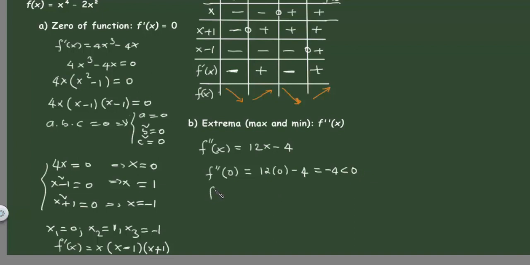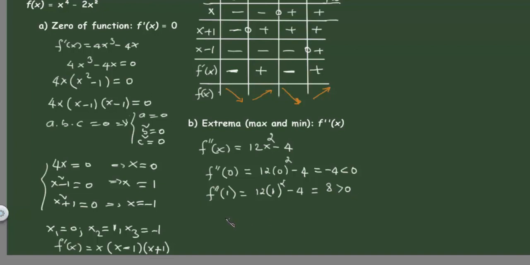Next, the second one is 1: f double prime of 1 equals 12 times 1 to the power 2, excuse me, it is 12x to the power 2, minus 4. So 12 minus 4 gives us 8. This is bigger than 0.